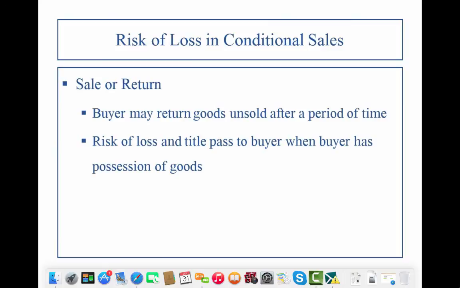But the difference here is that the risk of loss and title passes to the buyer when the buyer takes possession. So just because you have the right under the contract to return the goods within a period of time doesn't mean that risk of loss hasn't passed. So if something happens while in the buyer's possession, of course the buyer is liable. This is not the same as sale on approval.